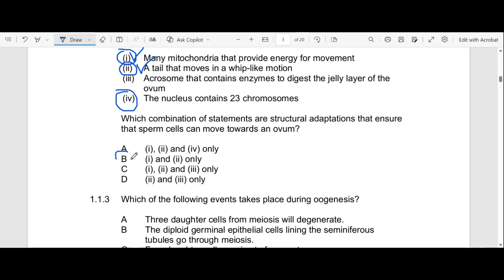It's B. It's very important for you to understand the question. The question spoke about movement. And the acrosome, remember, is an enzyme that helps in the digestion of the jelly layer of the ovum. And Roman numeral 4 speaks about the nucleus, and we know that the nucleus only contains genetic material, which is your 23 chromosomes. So they have nothing to do with the movement of the sperm.